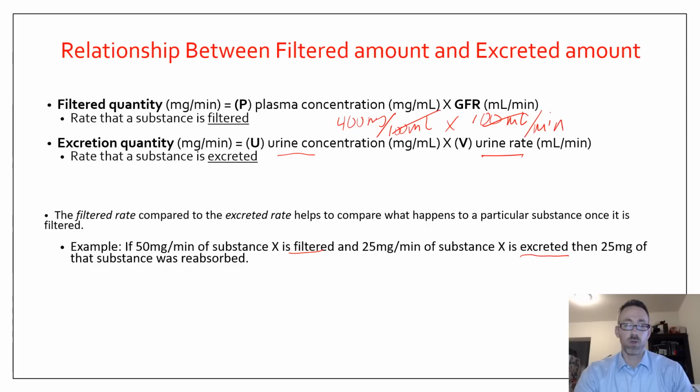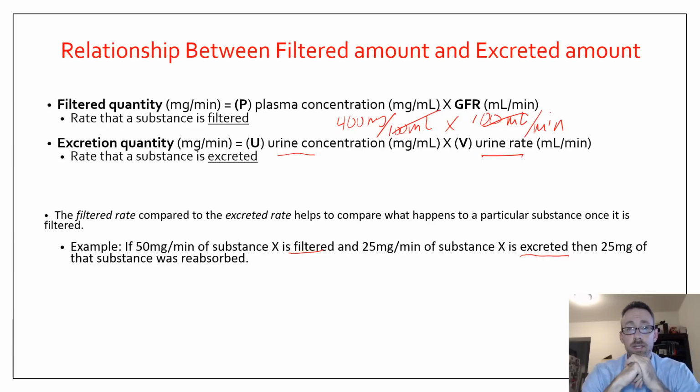Because if it wasn't reabsorbed, it would have stayed in the nephron, and it could have been 50 milligrams being filtered in and then 50 milligrams ended up in the urine. But instead, we only ended up with about half of that. So half of that must have been reabsorbed. So this is how we compare how much was filtered and how much was excreted, and we compare the two.